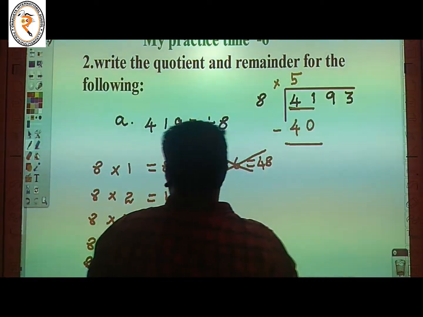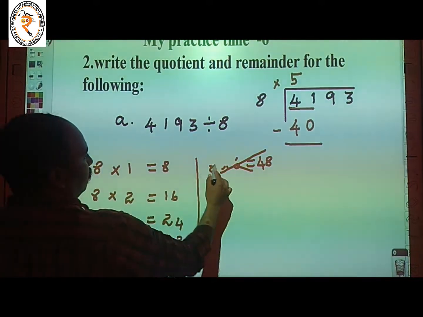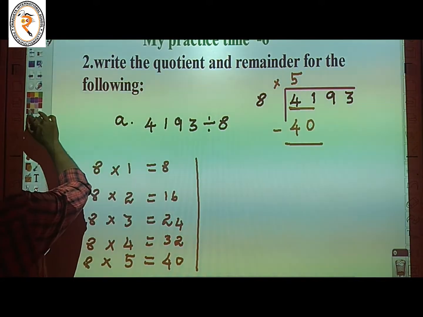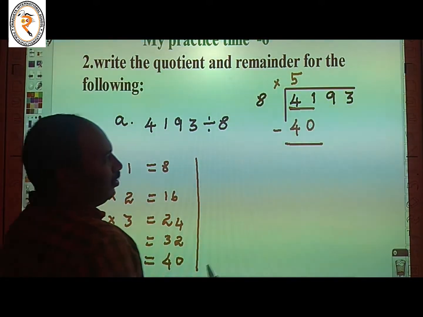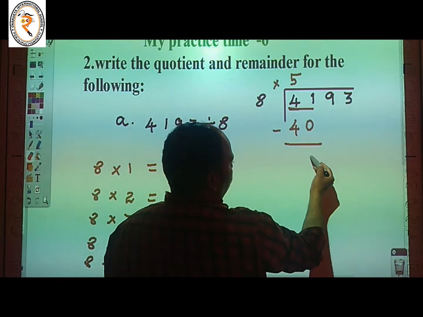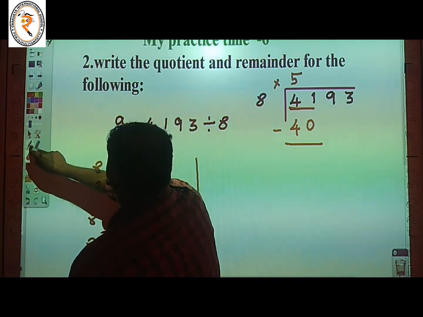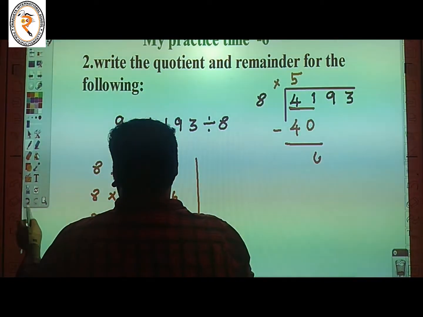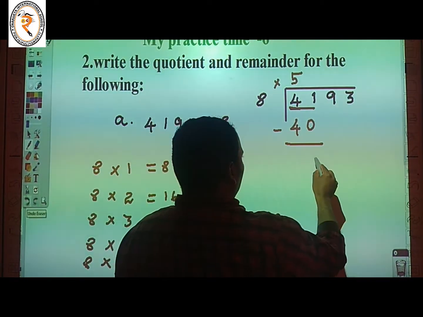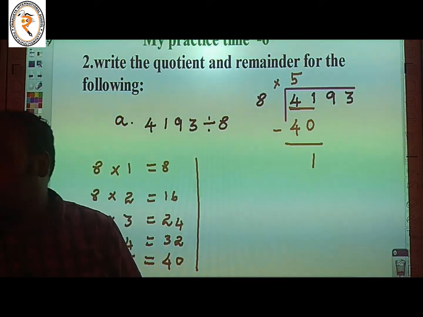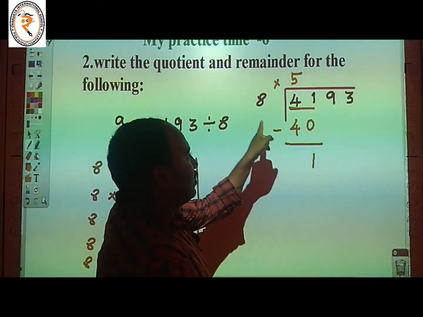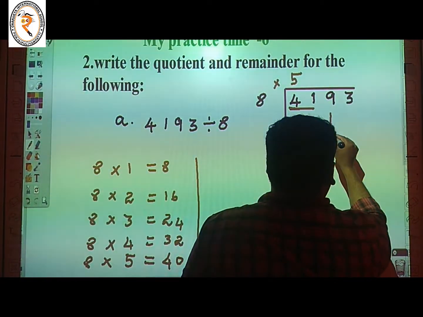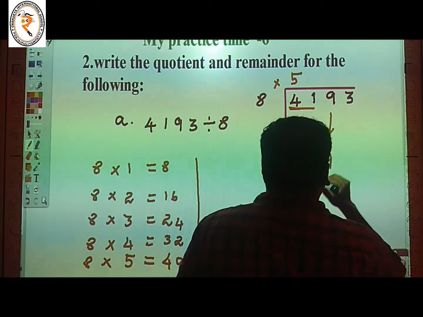Next, subtract. 41 minus 40 is equal to 1, and then 4 minus 4 is equal to 0. 1 does not divide by 8. So we go to the tens place. Here our tens place is 9.